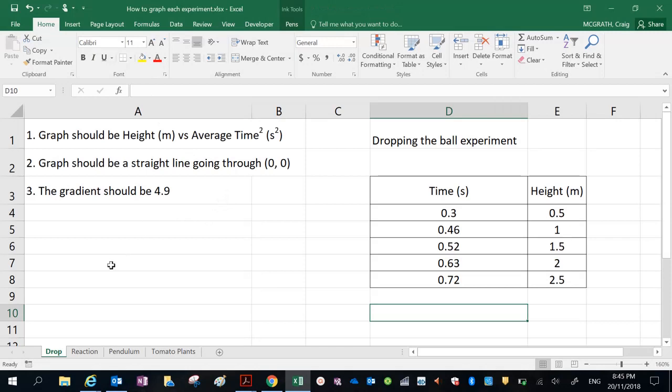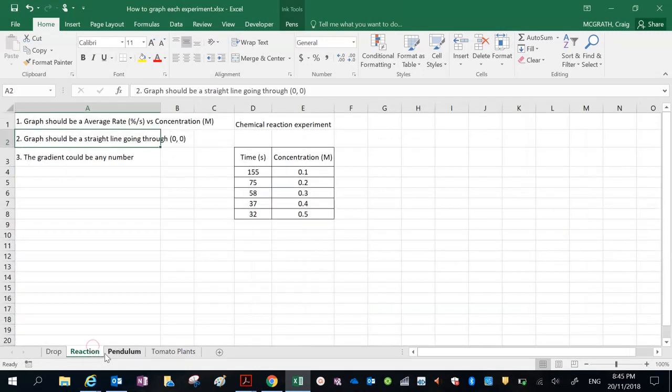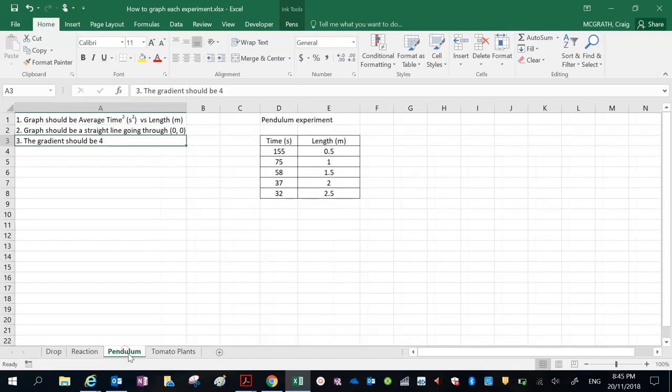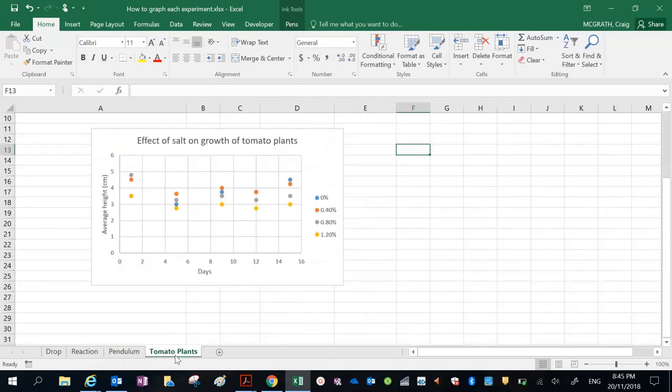Hi Year 10s, here are your 4 experiments: the drop, the reaction, the pendulum, and the tomato plants. I'm going to show you now how to get your graphs, and questions you can ask yourself to see if your results were good.